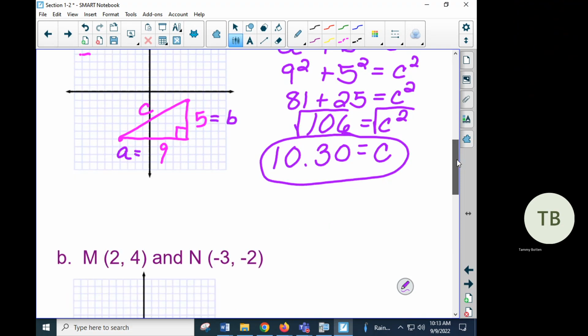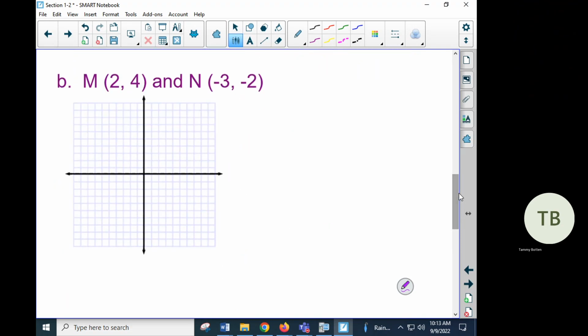Okay, so now let's go down to this one. And we'll graph this. So M is 2, 4. So I go over 2, up 1, 2, 3, 4. And I put in M. N is -3, -2. So I go -3, -2. That is my N.